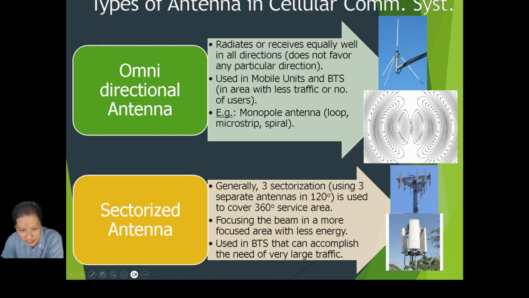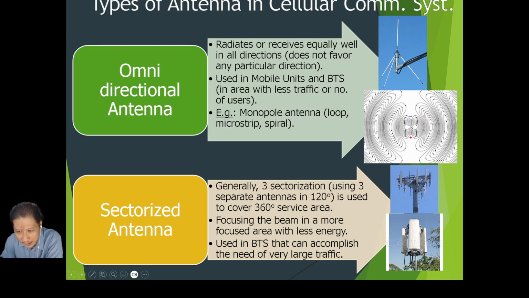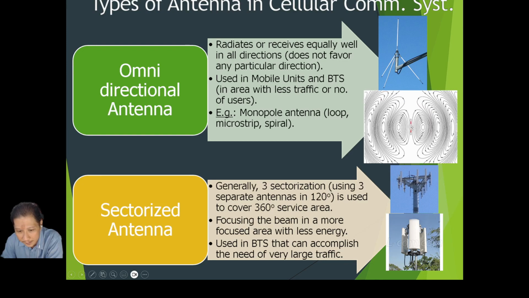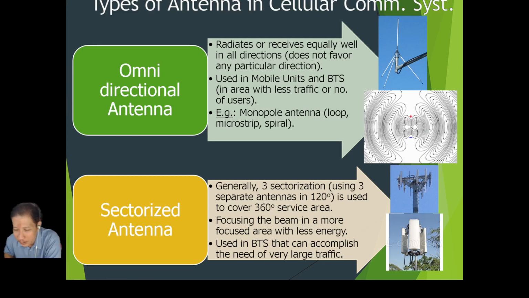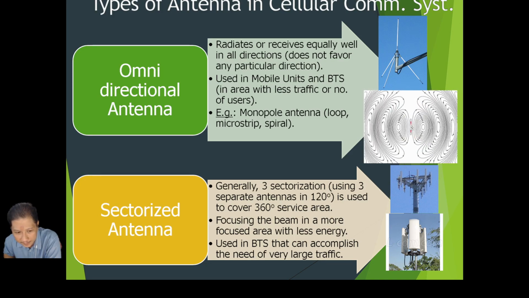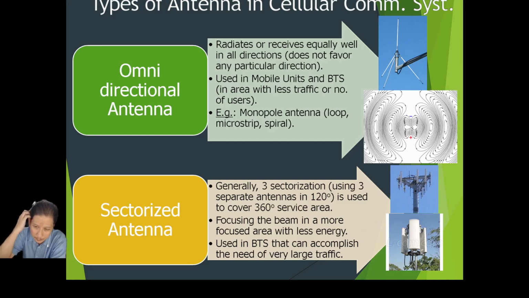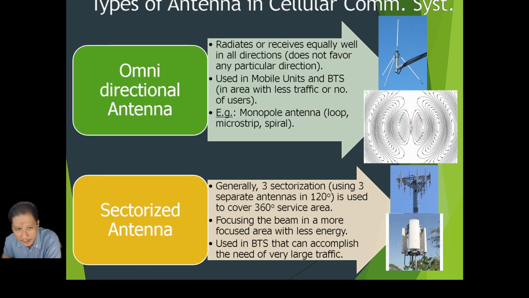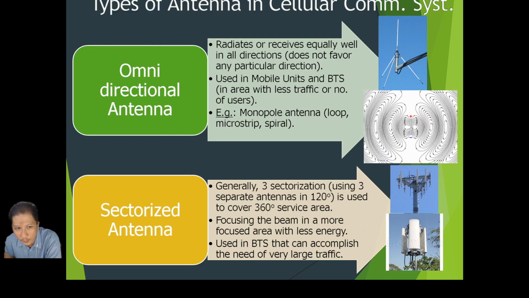And then we have the sectorized antenna. Generally, three sectorization uses 3 separate antennas at 120 degrees to cover a 360 degree service area. Okay, this one is sectorized. Kalau kamu nampak dekat building tinggi tu, sometimes they use the sectorized antenna lah to amplify the signal. Okay, kalau kamu tengok dekat company yang tak berapa tinggi ni, biasa dia gunakan omnidirectional antenna because the sectorized antenna is more expensive compared to the omnidirectional antenna.